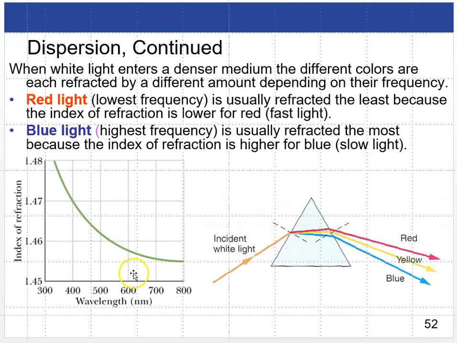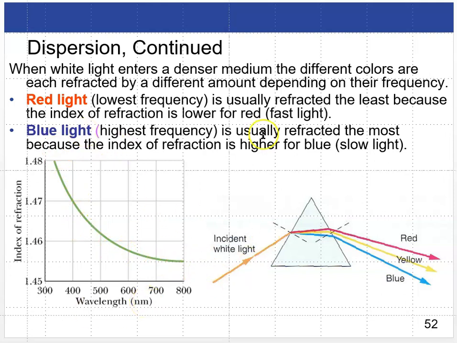It's still called dispersion. So when white light enters a denser medium, the different colors are each refracted by a different amount, depending on the frequency. If you look at this, here's the wavelength of light. Here's red on the right, blue on the left. Here's the index of refraction, low index of refraction down at the bottom, higher index at the top. Notice that blue light on this side has a higher index of refraction than red light does for this particular material. Most materials are like this.